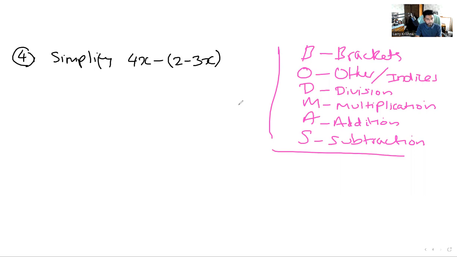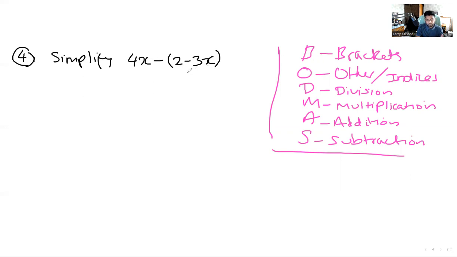Okay. So first things first, brackets. Do we have brackets? Yes, we do. But there's nothing to really work out inside the brackets, because you can't do 2 minus 3x, as we don't know what x is. If it was 2x minus 3x, then you could do that. If it was 2a minus 3a, you could do that. If it was 2 minus 3, you could do that. But this is 2 minus 3x, where the x is attached to the 3, so there's nothing really to do there.